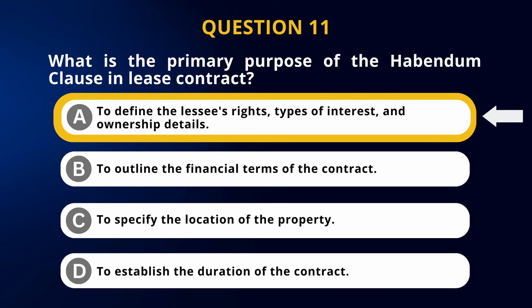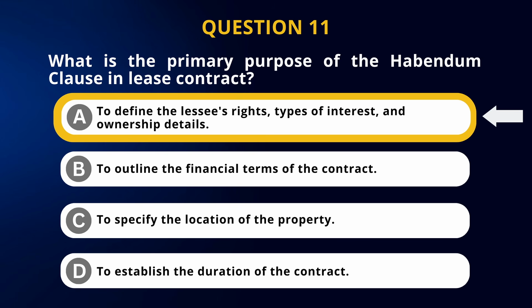So to have and to hold what? When it comes to real property, in a lease, it's to have and to hold what are your interests? What are the lessee's rights, the type of interest that they're receiving, and the ownership details of this particular lease contract. And you'll also see this in a deed. So, in a deed, it could be a freehold estate. In a lease, it's going to be a leasehold estate.